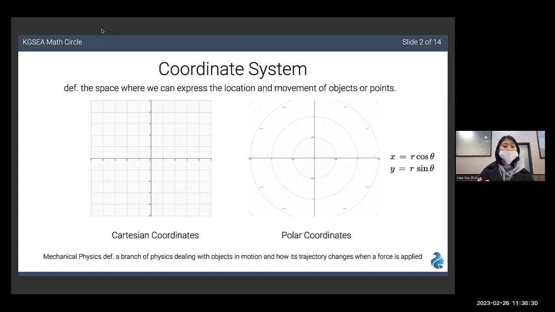So let's just start off slow and easy with the coordinate system. The coordinate system is the space where we can express the location and movement of objects or points. The coordinate system is convenient because it converts objects in space into numbers, so that later we can take mathematical operations on the numbers to predict or describe the objects in motion. And that's essentially what mechanical physics is. It's a branch of physics dealing with objects in motion and how its trajectory changes when a force is applied to the object.